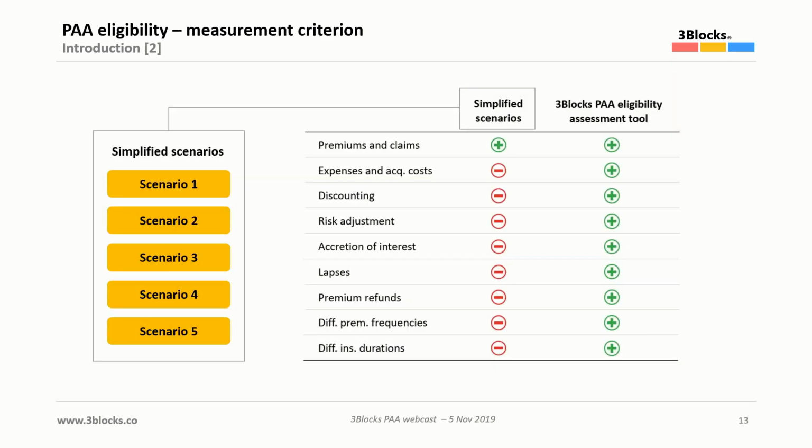I'm going to show you how the PAA measurement differs from the general model using 5 simplified scenarios that include only premiums and claims. As you can see, things like expenses, discounting, risk adjustment, lapses are going to be ignored in these simplified scenarios. Agnieszka will tell you how to estimate the difference between the PAA and general model in a much more realistic setup using the 3Blocks PAA eligibility check tool later in this presentation.